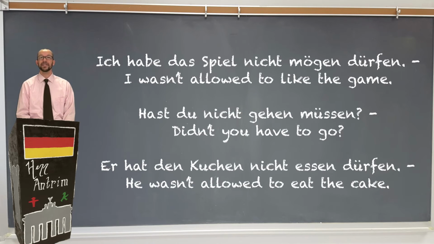Ich habe das Spiel nicht mögen dürfen. I wasn't allowed to like the game. This is an example of using two modals in the same sentence, but that's a topic for another video. You might use this particular sentence if your parents forbade you from playing a particular game because of its violence and if you are explaining to your friends why you don't like the game.